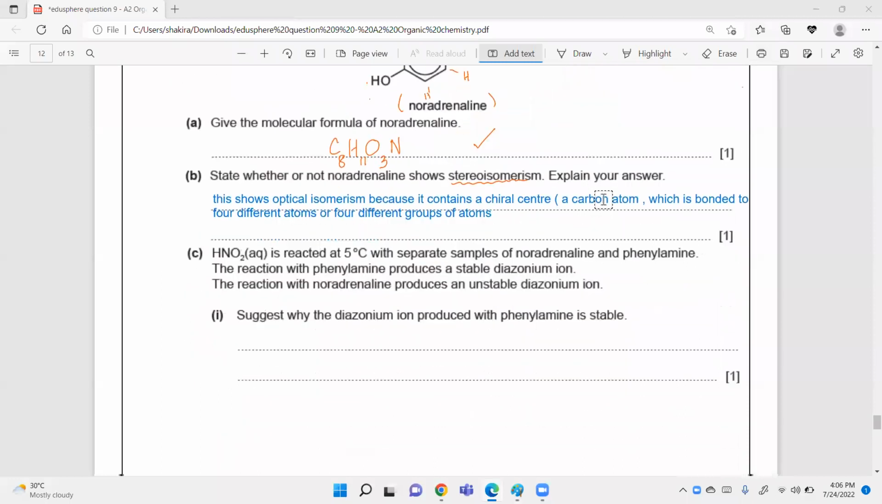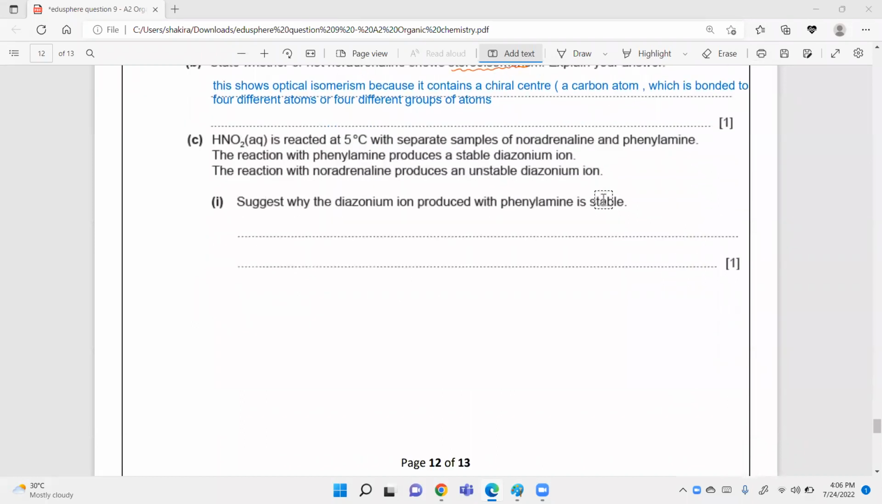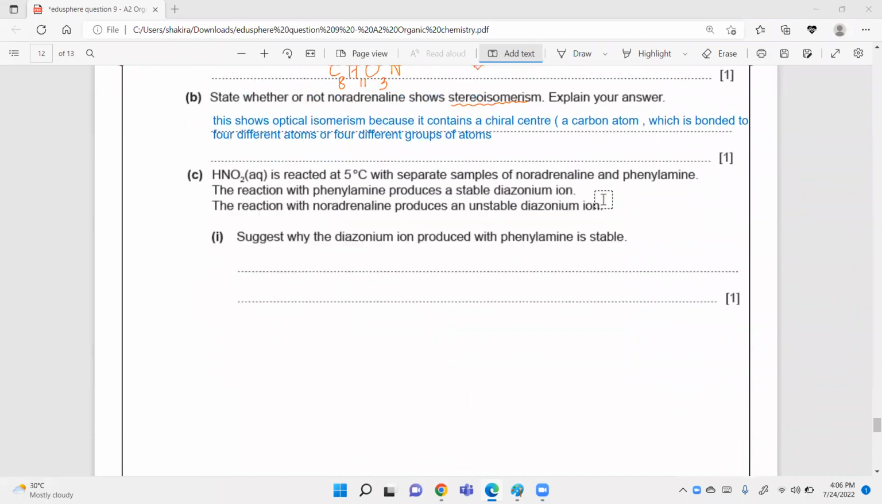We go to the next question. HNO2 is added at 5 degrees Celsius with separate samples of noradrenaline and phenylamine. The reaction with phenylamine produces a stable diazonium ion. The reaction with noradrenaline produces an unstable diazonium ion. Suggest why the diazonium ion produced with phenylamine is stable.